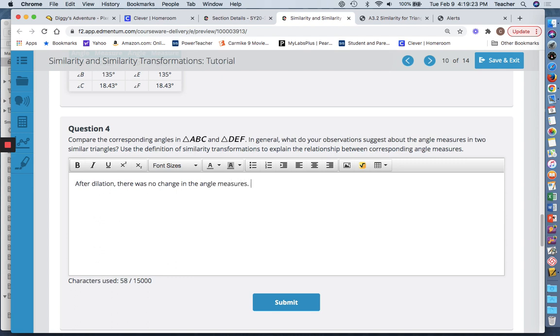Use the definition of similarity transformations to explain the relationship between the corresponding angle measures. Well, the definition of similarity transformations is the angles will remain the same and the sides will be proportional. So the angles will be congruent. I'm not really sure what they're asking, but that's what they are.